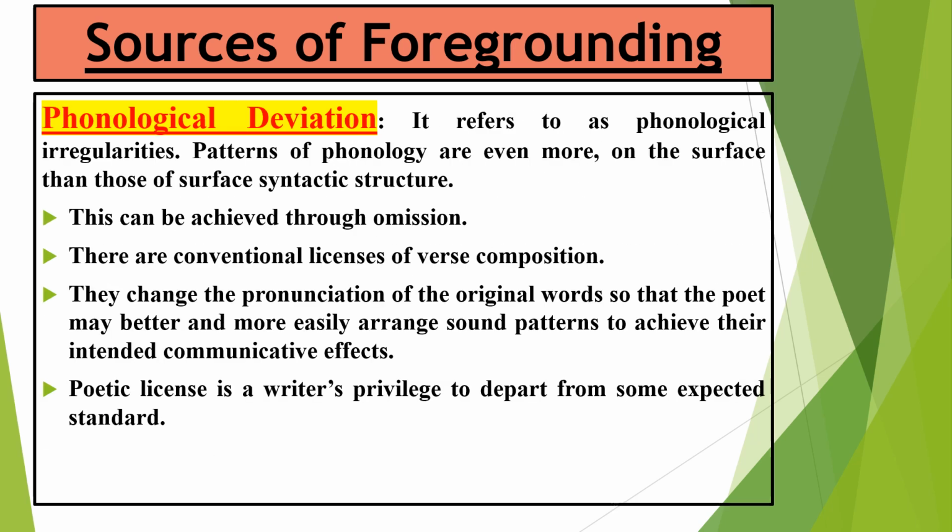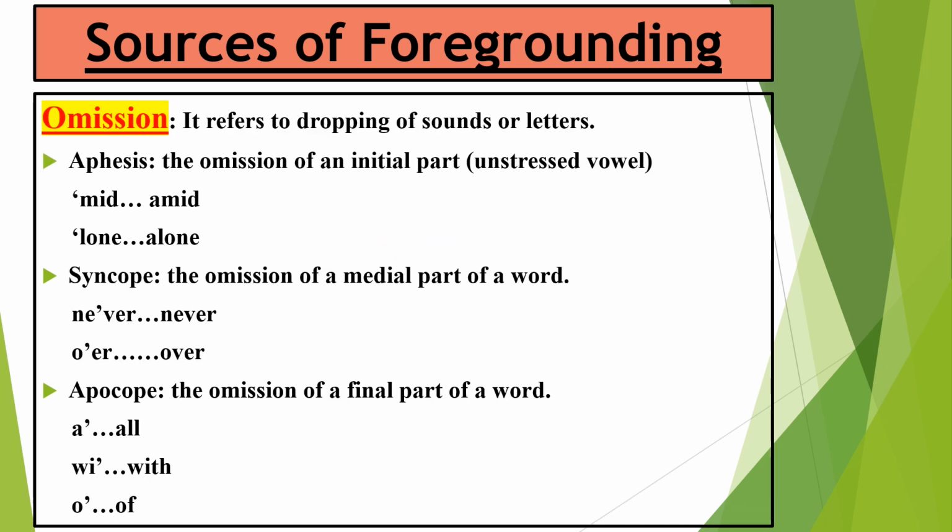Phonological deviations: when we move away from the phonological patterns, that is called phonological deviation. This can be achieved through omission, that is called elision. There are conventional licenses, and poets usually do this because they have to follow the pattern of rhythm, or they have to follow the pattern of the rhyming scheme. That is why they do it, and they have the license for that as well.